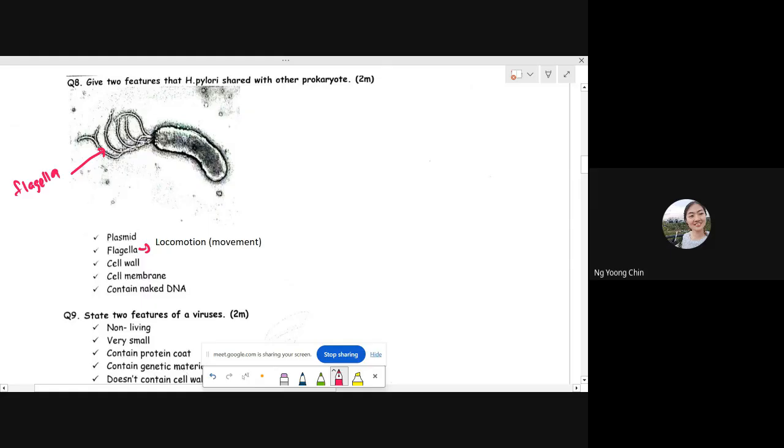And then where is the plasmid? Plasmid is a circular piece of DNA that is found inside the prokaryote. So you cannot see it in this picture, but it should exist in this way, just like a ring found inside the prokaryote cell. So this is called the plasmid.